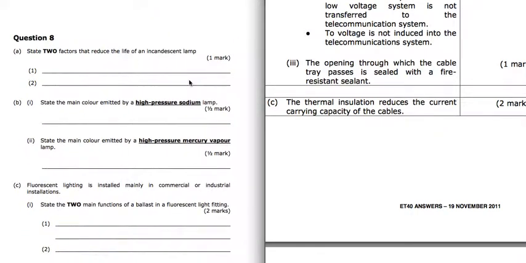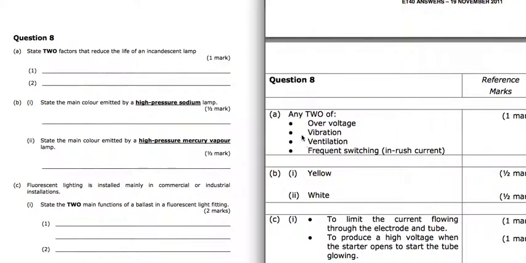Two factors that reduce the life of an incandescent lamp. So if we get too much voltage, it will decrease the life. If it's vibration, lots of vibration, that will mechanically reduce its life. Ventilation can affect it, and frequent switching, because when we switch on we get a higher inrush current, and if that's done lots of times, frequently, then it reduces the life of the lamp. The main color of high pressure sodium is yellow, and the main color of high pressure mercury is white.